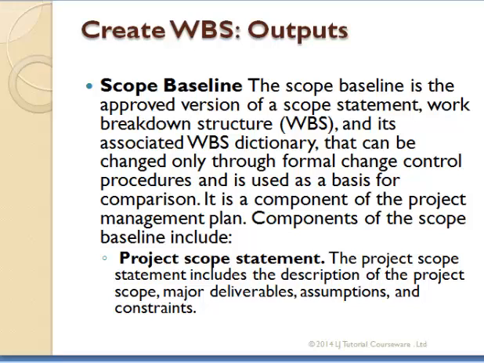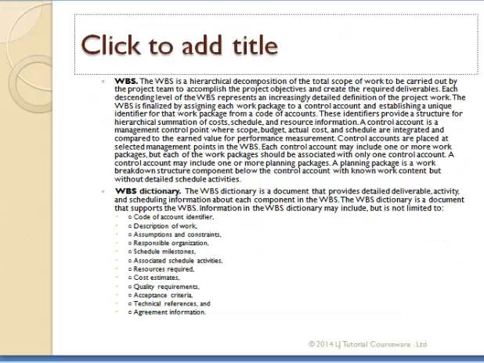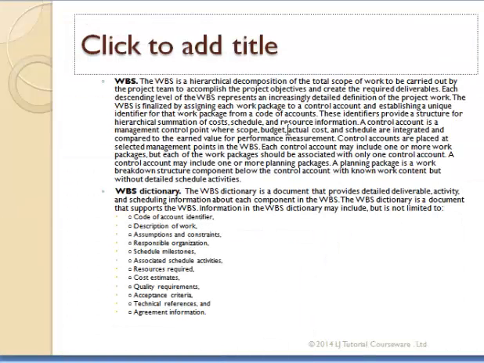Now, what should be the output? We should have a scope baseline. This is the approved version of the project statement and the WBS. That's what a scope baseline is. So let's go further. Then also we should have a WBS. I've shown you what a sample WBS is.